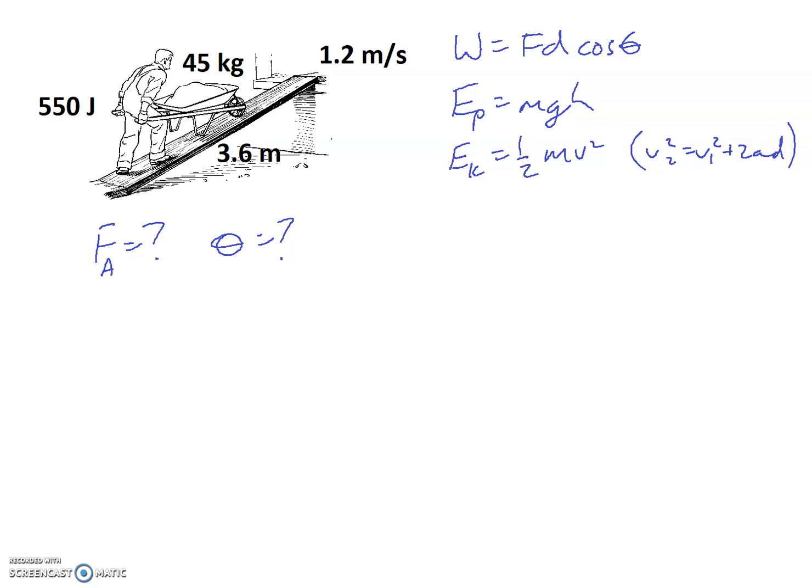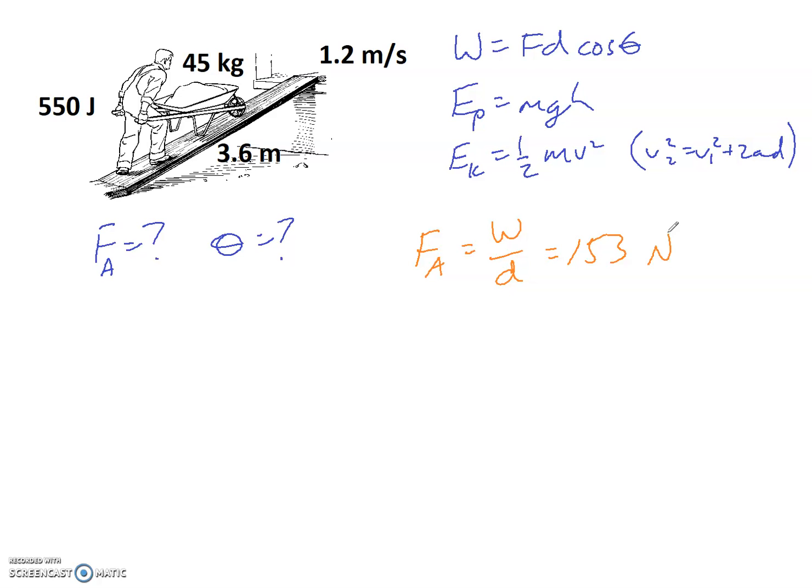Now, to find the applied force, it's not actually that difficult. We know how much work he did. He did 550 joules of work, and we know how far he went. So it's a pretty straightforward calculation for that one. The applied force would just be the work that he did divided by the distance it traveled. So that would be the 550, divided by the 3.6 meters that it actually traveled. And we'll round off here, he did about 153 newtons of force. So that's how much force he's actually applying to the wheelbarrow.